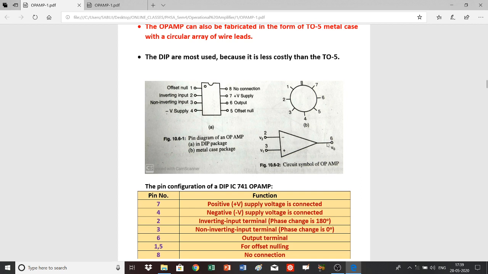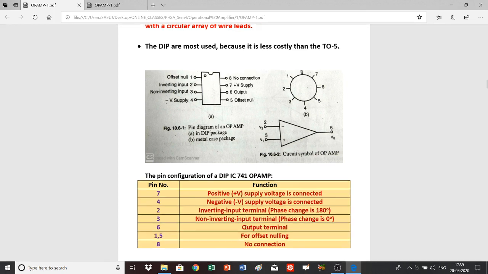That means the output will be out of phase with the input voltage. That means there is a phase difference of 180 degrees. That's why terminal number 2 is called the inverting input terminal, because it inverts the input voltage. And if you apply the input voltage to terminal number 3, keeping terminal number 2 grounded, then the output will be in the same phase as the input voltage. That's why it is called the non-inverting input terminal.